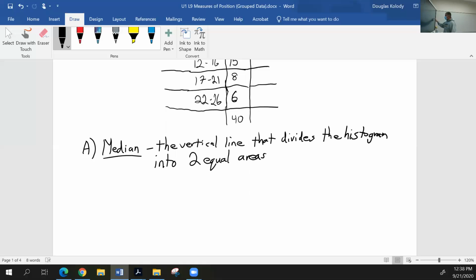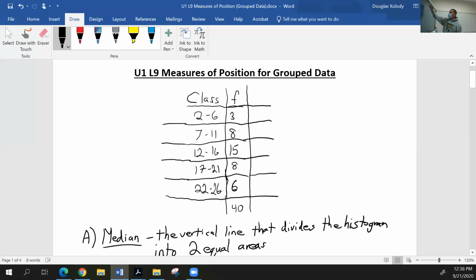So what do we need to create a histogram? We need a column of class marks. Keep that in mind, your class marks. I'm going to write this in red. The class marks here are going to be 4, and then 4 plus 5 is 9. And why am I adding 5? Because the class size is 5: 7 minus 2 is 5. 9 plus 5 is 14, then 19, and then 24.